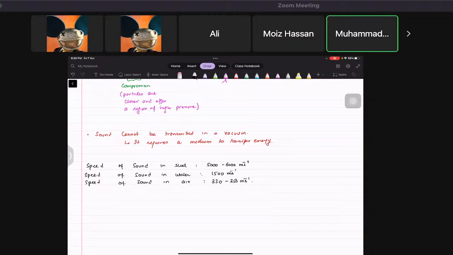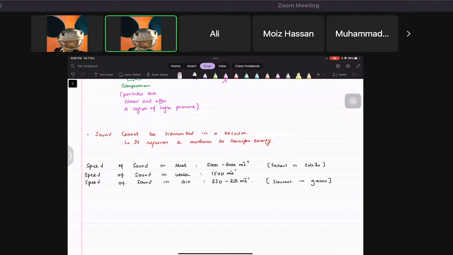Sir, what is the first one? Steel. All right. So it is fastest in solids and then slowest in gases. So that's how it works. All right. Any questions now?